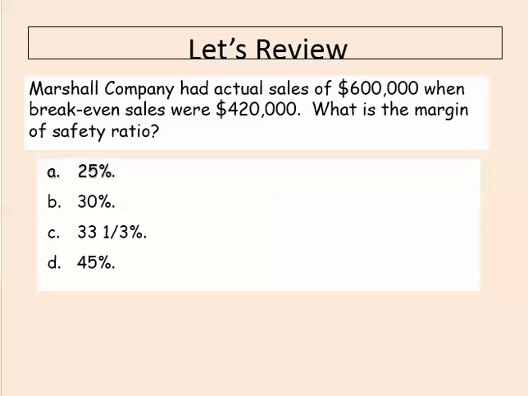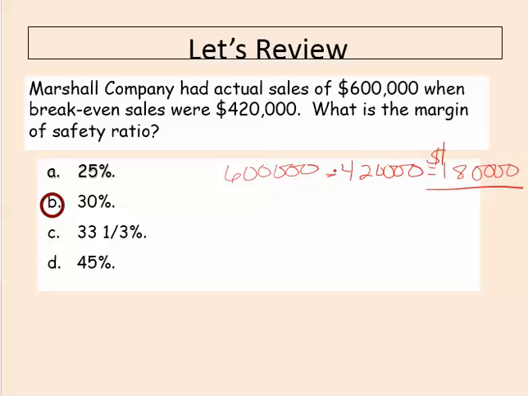Okay, well, let's figure that out. We need the margin of safety dollars divided by the actual expected sales. So we see the answer is 30%, but how did we get there? Well, margin of safety in dollars, take the $600,000 minus the $420,000. That gives us $180,000 margin of safety in dollars. Divide that by, again, the total sales or expected sales of $600,000. If we do that, we should get 0.3 or 30%.